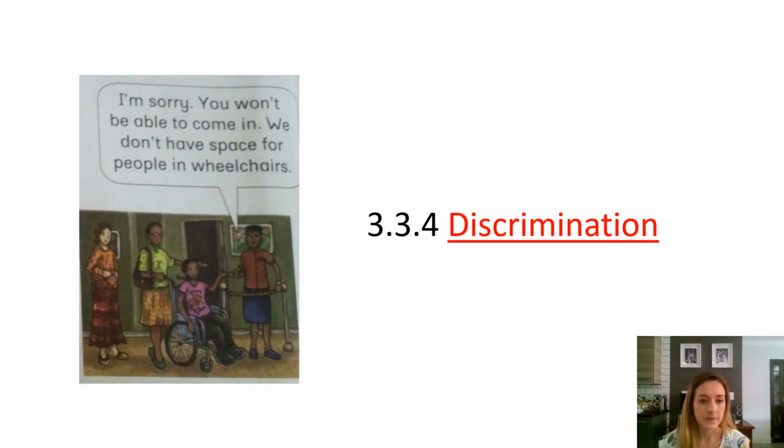Then again, we had to read the speech bubble. It says, I'm sorry, you won't be able to come in. We don't have space for people in wheelchairs. That is an example of discrimination, okay? This lady's difference is that she has a disability and she's being treated differently because of her disability. So that is discrimination.